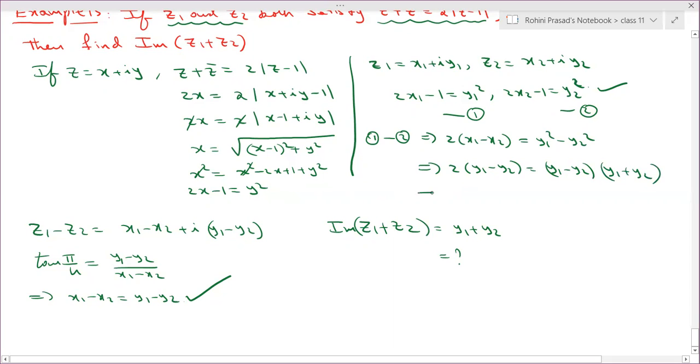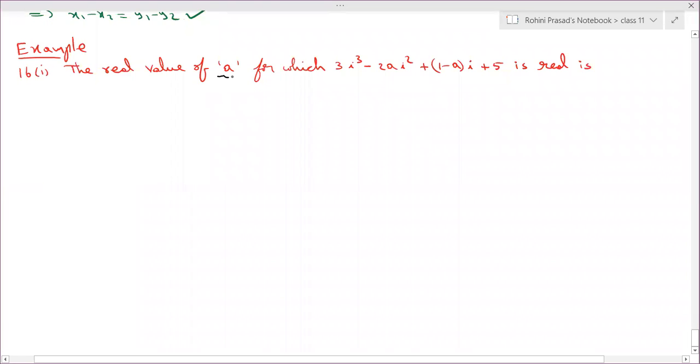So if we cancel that y1 minus y2 on both sides, y1 plus y2 equal to 2. And that's what we are looking for. And your answer, imaginary part of z1 plus z2 equal to 2. So the real value of a for which this complex number is a real one. That means purely a real complex number.